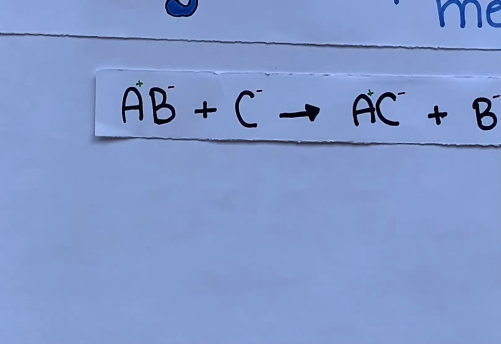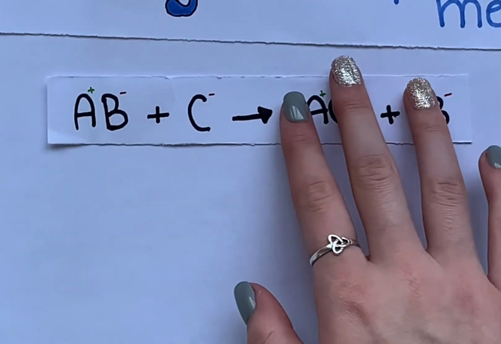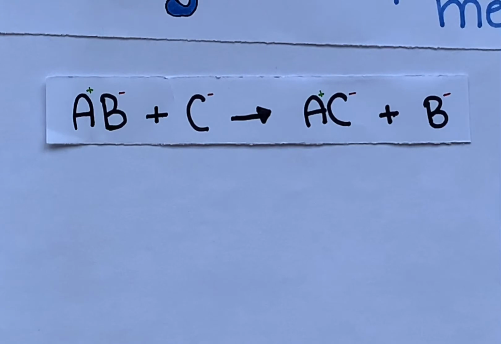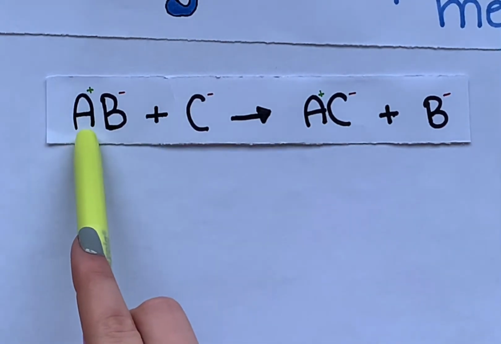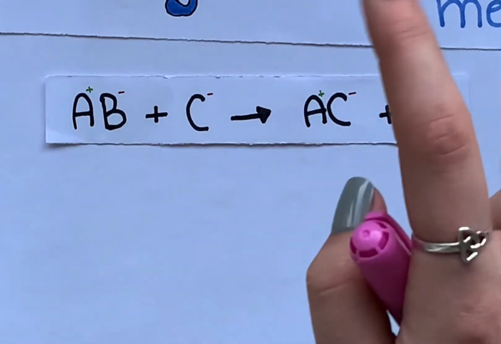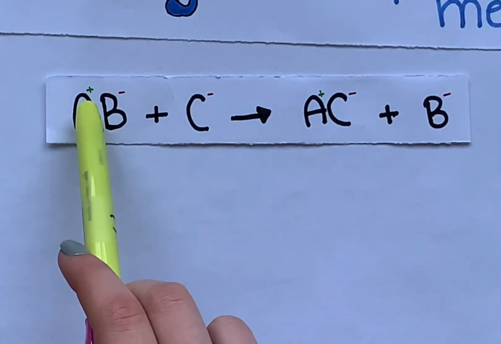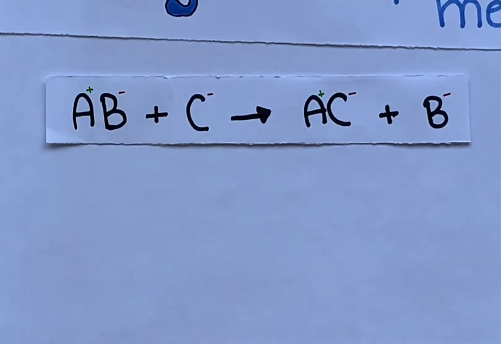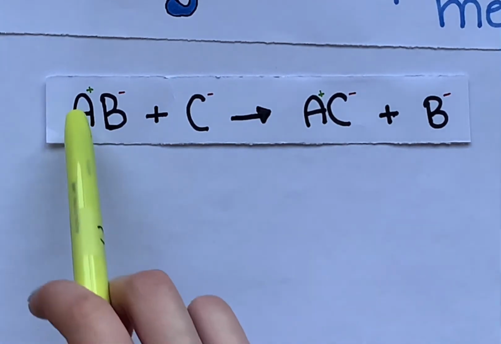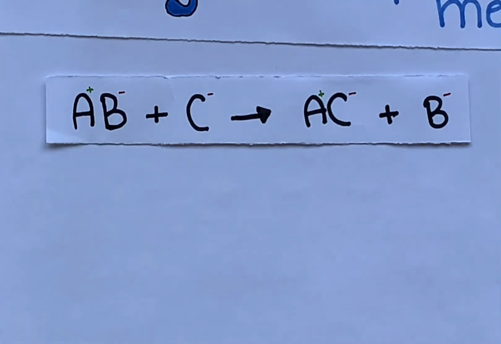So here, if we look closely, you can see that I have labeled these elements with either a green plus or a red minus. So the red minus represents the element being negatively charged or being an anion, and the green plus represents it being positively charged or being a cation.